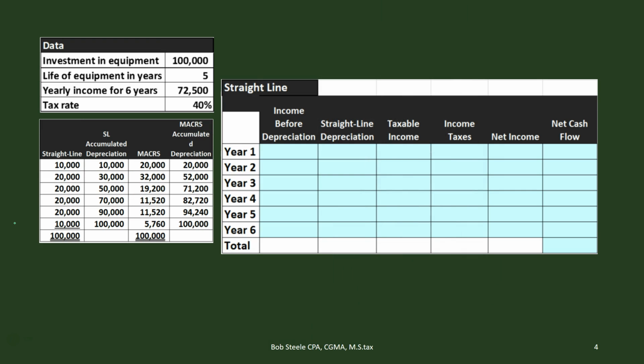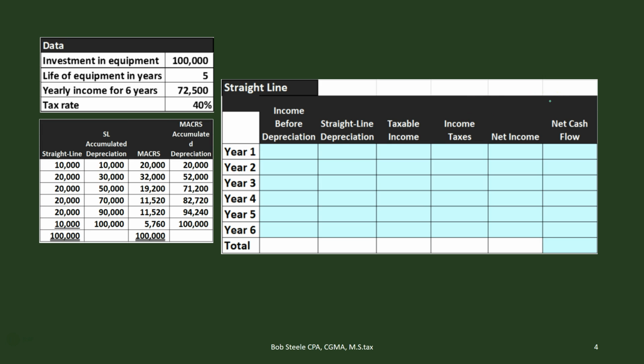So now we're going to calculate the straight line. We're going to look at the income before depreciation. We're going to look at the straight line depreciation per year, years 1 through 6. We'll calculate the taxable income. We'll calculate the income tax then, and then we'll calculate the net income and the net cash flows.